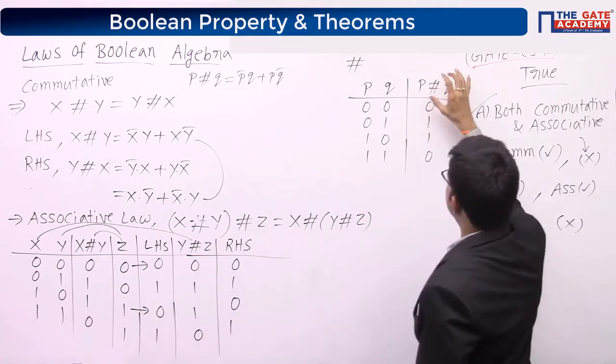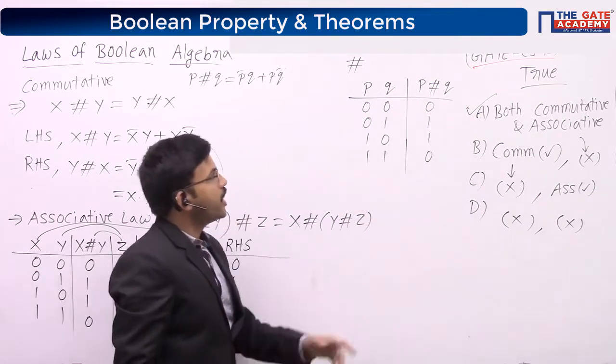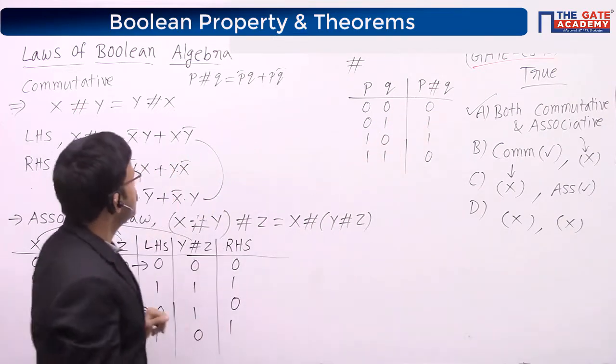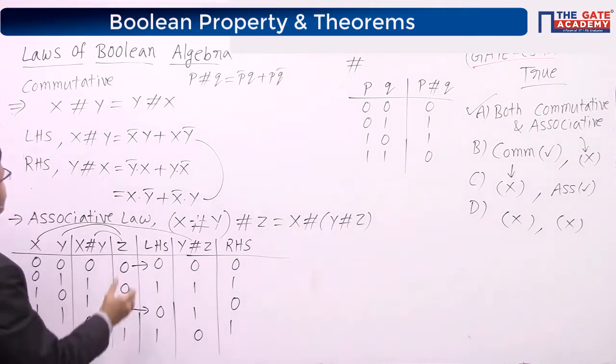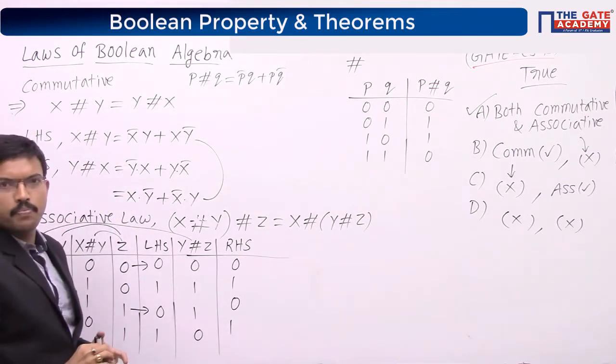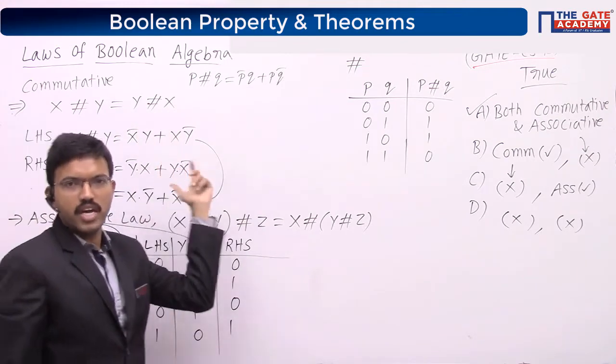Okay, here first, from this particular truth table, we got to know this is exclusive OR. So I have written P hash Q, that is nothing but P bar Q plus PQ bar. So here I am considering two variables x, y. X hash y equal to y hash x. Whether it is true or not, I am verifying.